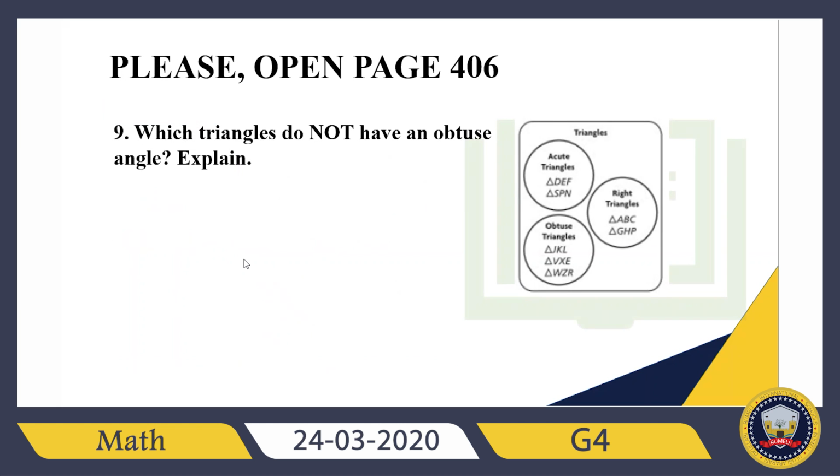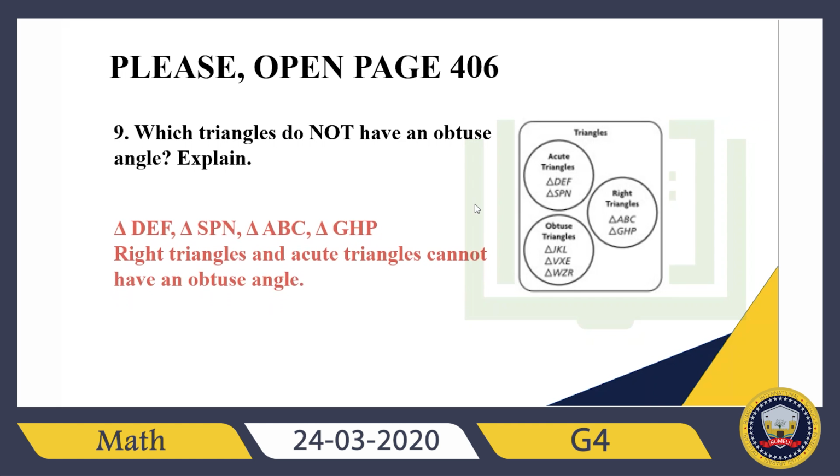Okay, right now please open page 406. Please turn on the page. Let's read question 9 together. It says, which triangles do not have an obtuse angle? Explain. So you can check the Venn diagrams here: acute triangles, obtuse triangles, and right triangles. Which triangles do not have an obtuse angle?